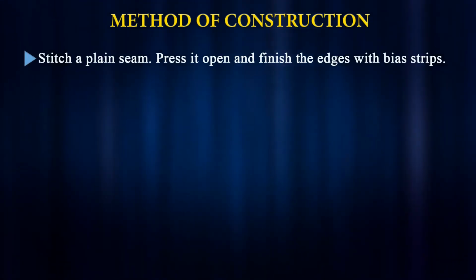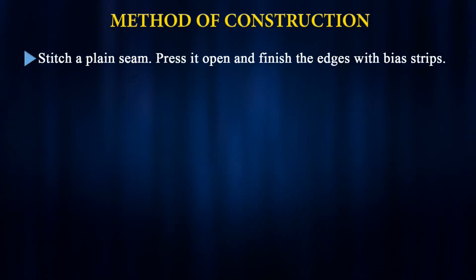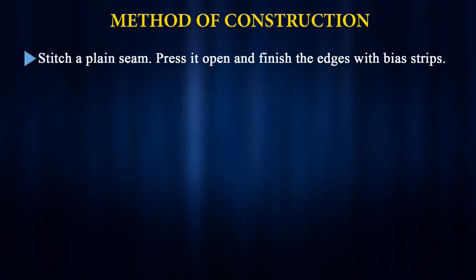So, the method of construction we discussed. As you can see in the picture, we have our garment and a bias strip. What we do is stitch a plain seam, press it open and finish the edges with a bias strip.